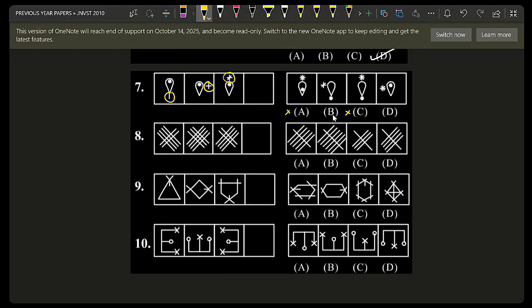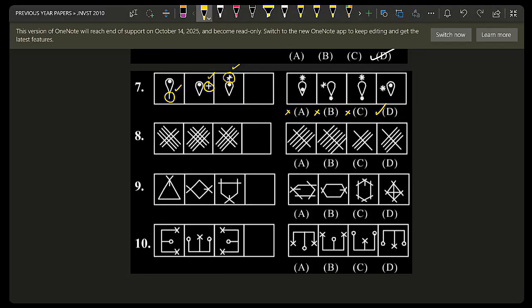Now let's count the number of lines. One line, two lines, three lines. Next we expect four lines, and four lines are there in option D. So B is also eliminated. D is correct. Seventh one, the answer is D. Next question.